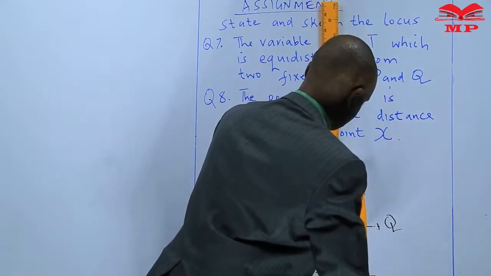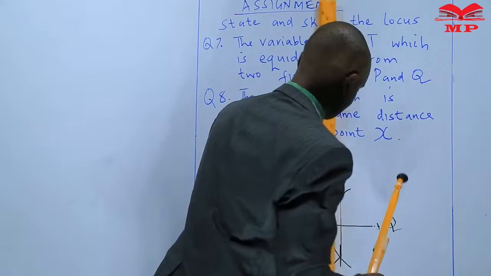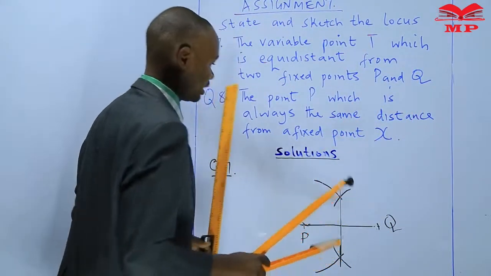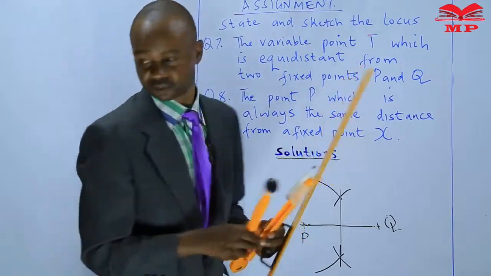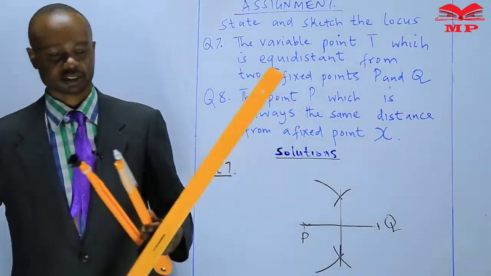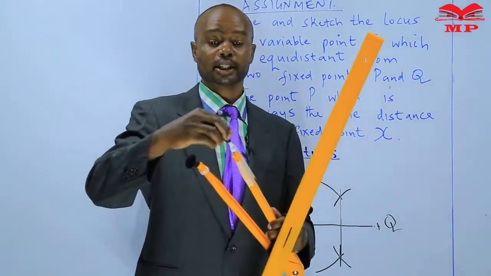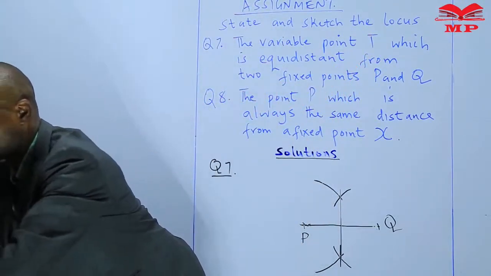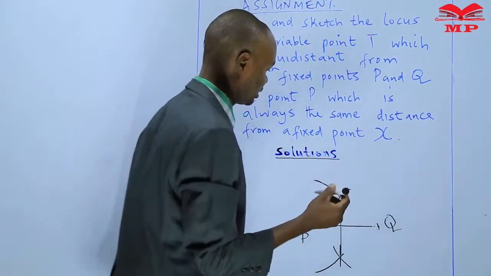And draw my line. I'll draw my line. The line I've drawn is actually the perpendicular bisector. I've actually got the perpendicular bisector.